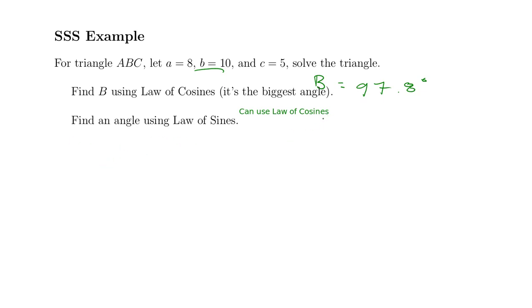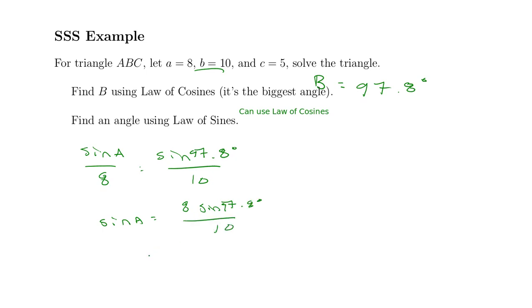But it's pretty typical that people stay away from it. Anyways, let's find angle A. So I know that sine A over 8 is equal to sine of 97.8 degrees over 10. So sine A is going to be 8 sine of 97.8 degrees over 10, and so A is going to be sine inverse of all that.